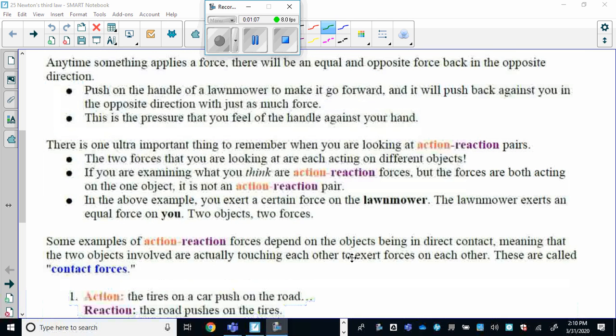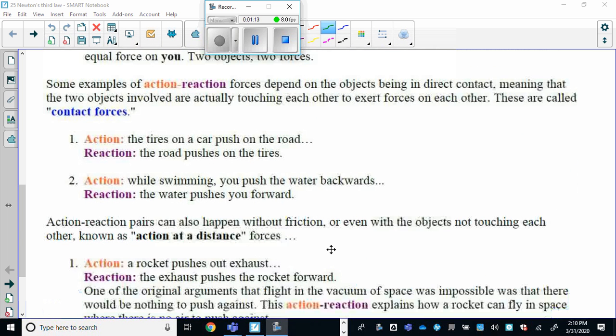And then in the notes, it talks about action and reaction pairs. So what's causing the action and what's the reaction? And here are some great examples for you. Number one, the tires on a car push on the road. The reaction is the road pushes on the tires. I think an even better one, number two here, is a great example. While swimming, you push the water backwards, and therefore the water pushes you forwards.